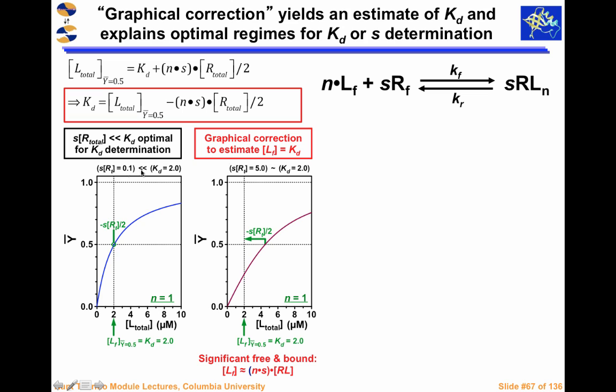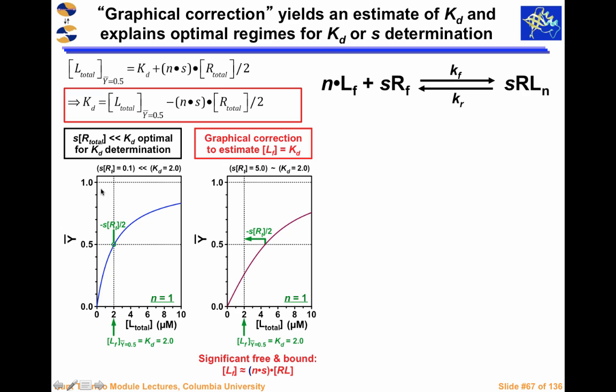So the key point is we first considered an experiment where the SRT concentration is roughly similar to KD. Now we're going to consider an experiment where the SRT concentration is much less than KD. The same graphical correction principle still works. This graphical correction always works. The KD is always at 50% saturation. If you find the total ligand concentration and subtract out your estimate of bound, that's going to give you a good estimate of free. The free at 50% saturation is always the KD. The graphical correction always works.